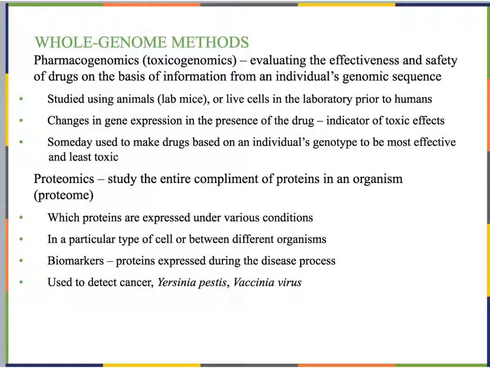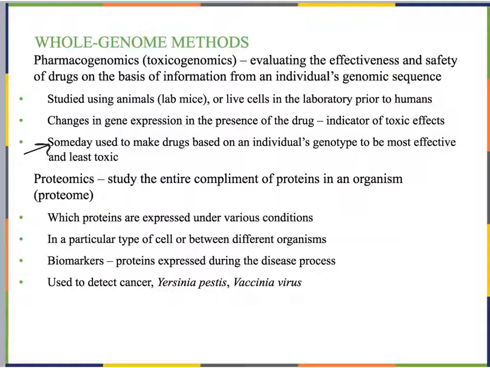So in the end, someday, what they're trying to do is make it to where we can get an individual's genotype, and then we can make a specific drug based on that person's individual genotype so that it is the most effective and least toxic. So being able to sequence a person's genome and then create pharmaceuticals that will be helpful to that person. Most helpful, least harmful is kind of the end goal with pharmacogenomics.